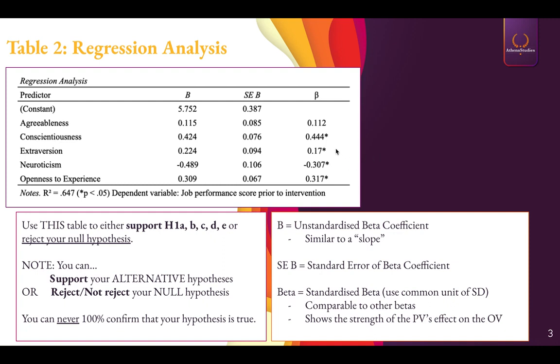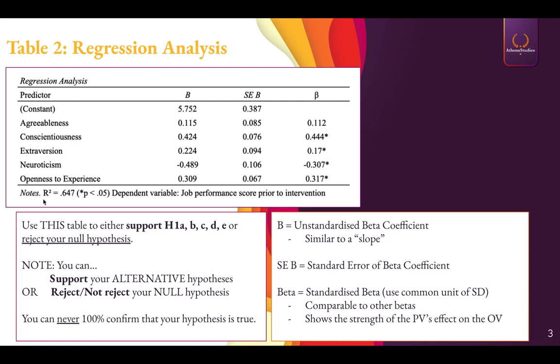So in this case, the one with the strongest effect, as we can see, is 0.444, which is conscientiousness, and it's significant. So we can basically say we find support that conscientiousness has a significant effect on our outcome variable and has the strongest significant effect. And then agreeableness is not significant, so in that case, we would not reject our null hypothesis because we do not find support.